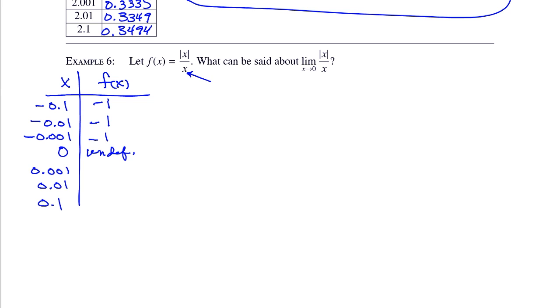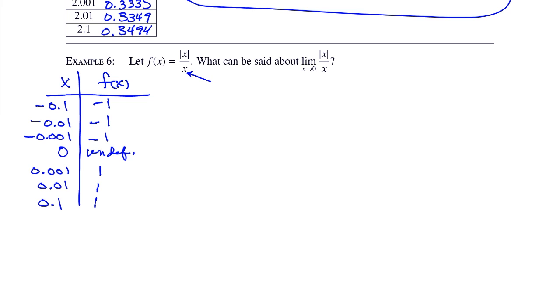Are they? Let's try. 0.001, that one is positive 1. 0.01 is positive 1. And 0.1 is also positive 1. Oh, so some of them were negative 1, and some of them were positive 1. Looking at the chart, are we getting closer and closer to the same value? Are we getting closer to 0? Staying at negative 1. Yeah.